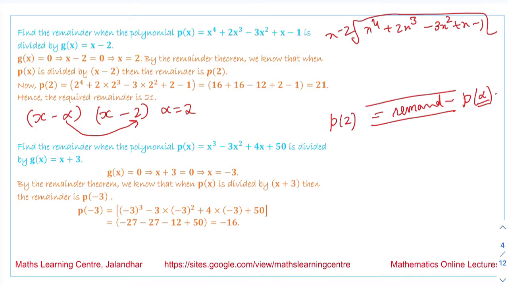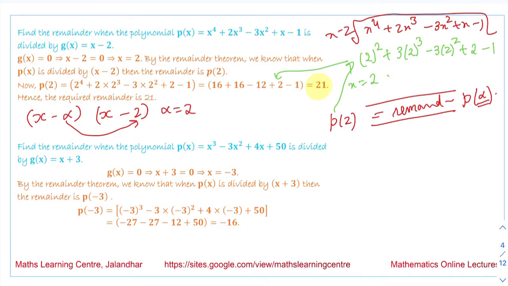So what is the value of p of 2 over here? It is 2 to the power 4 plus 2 into 2 cube minus 3 into 2 square plus 2 minus 1. We just substitute x equal to 2, and when you solve this you will get the answer 21. So we need not do the division. We can directly tell the remainder in these kinds of divisions.